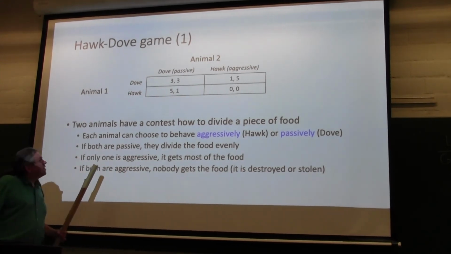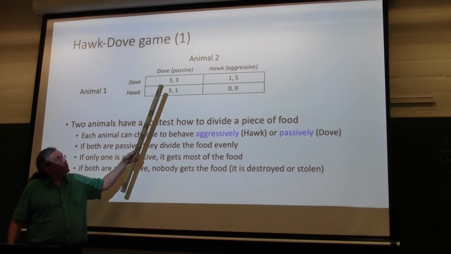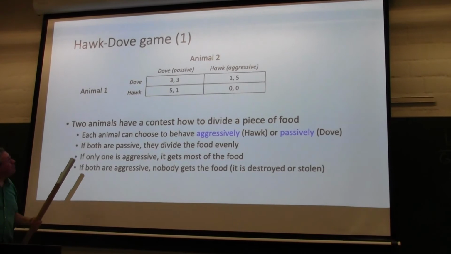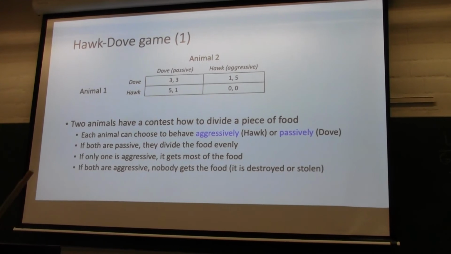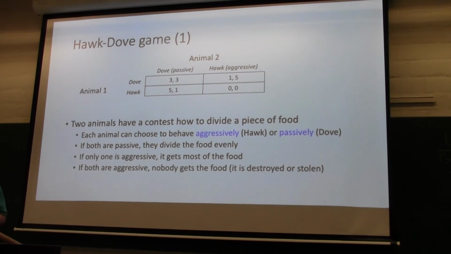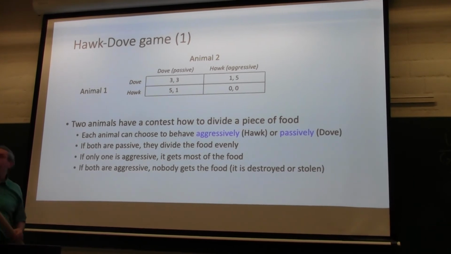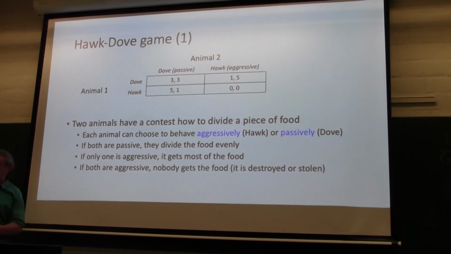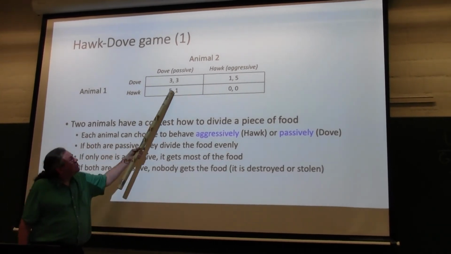Okay? Now, if they both are passive and they're very nice, they divide the food in half. So the 6 turns into 3-3. Okay? If one is aggressive, it gets most, 5-1. Okay? But if both of them are aggressive, then the food is destroyed, or someone steals it. A third animal sees the two fighting and picks the food. This is a famous fable also, La Fontaine. So again, you can model it in terms of game theory. It's nice, huh? So you get some interesting situation here.